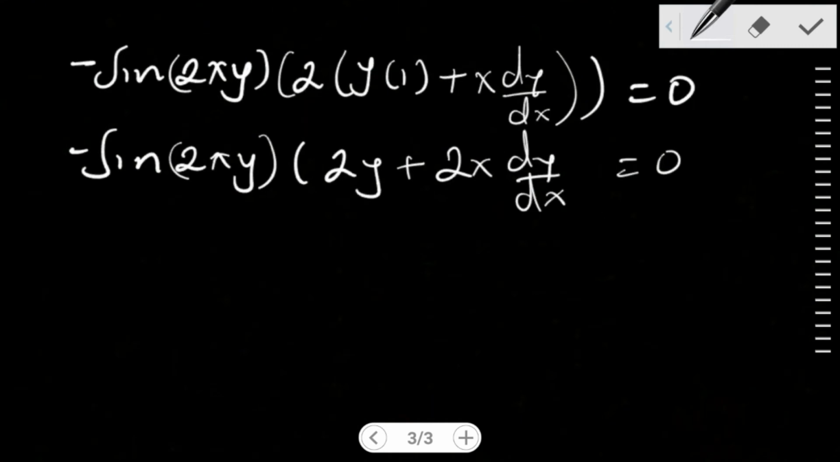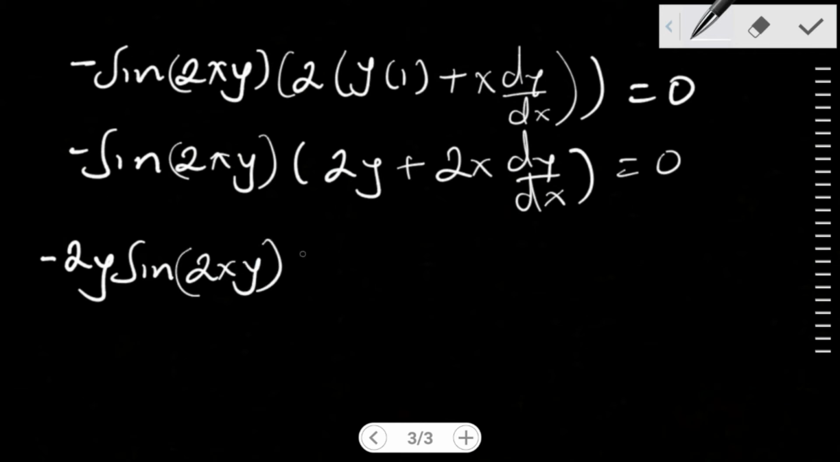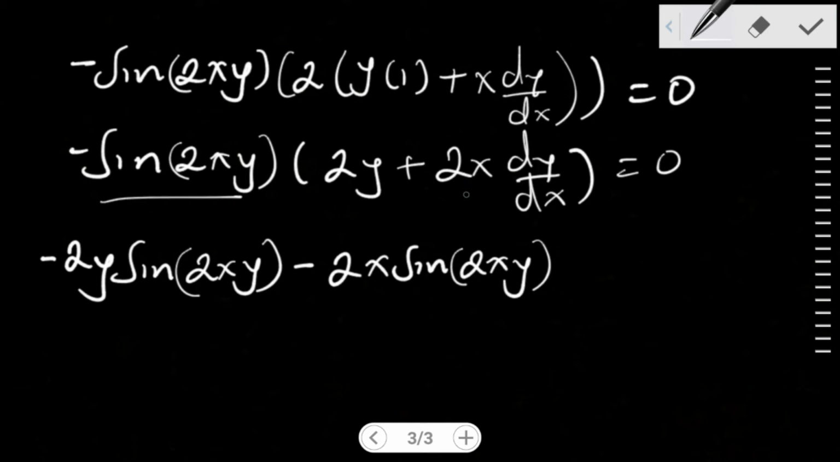And so let's multiply these throughout. I'm going to have 2y, which is going to be negative 2y sine of 2xy and close the whole of this, minus 2x sine of 2xy and close the whole of this, and we're multiplying this with dy/dx. So this is going to be equal to 0.